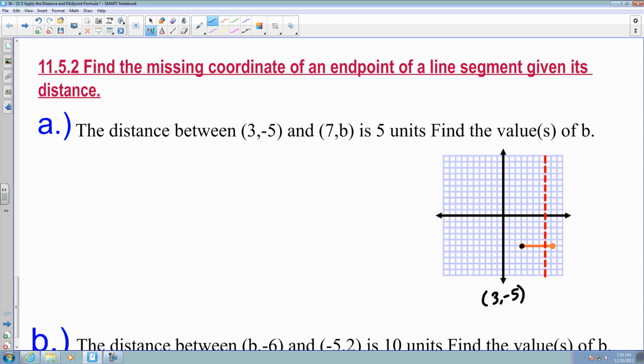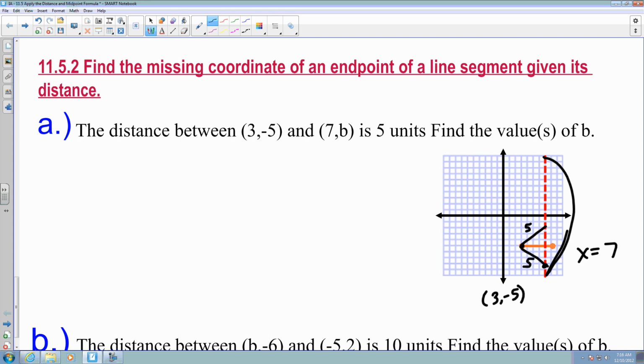Okay, and this little dotted line right here, that is where x equals 7. Okay, so our point is going to be somewhere on that dotted line. And the thing we know is that the distance d is 5 units. But it could go from either direction. It could be 5 units this way or 5 units this way.